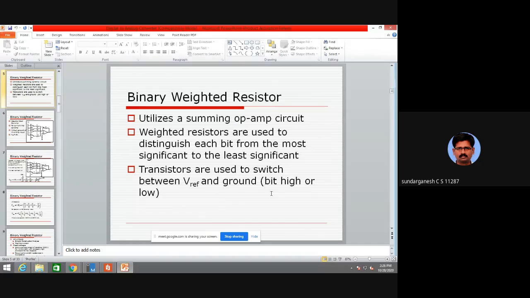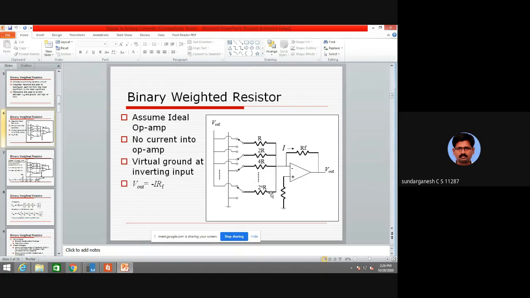In the binary weighted resistor method, we are using an op-amp circuit as a summing amplifier. There are weighted resistors connected. The transistor is used to switch between V reference and ground. If it is connected to V reference, it is high. If it is connected to ground, it is low.